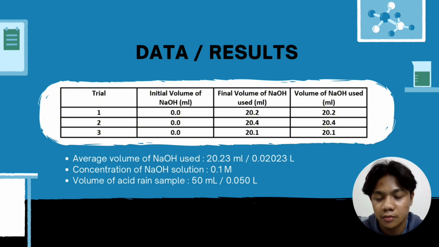So by adding all of the volumes that we have gotten and dividing by 3, we get the average volume of NaOH, which is 20.23 ml or 0.02023 liter. And the concentration of the NaOH that we use is 0.1 molar, and the volume of acid rain sample is 50 milliliter or 0.050 liter.